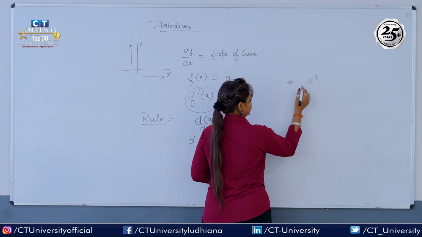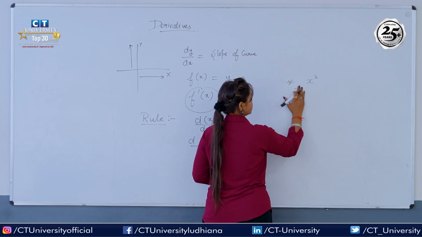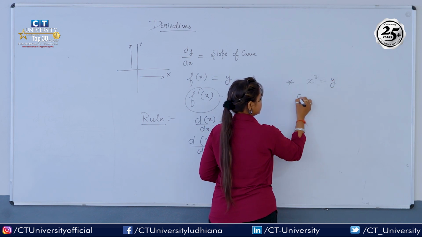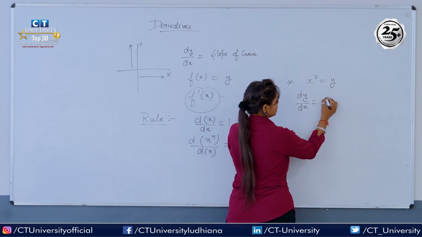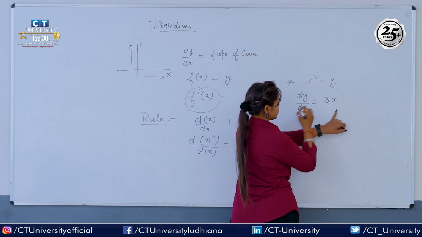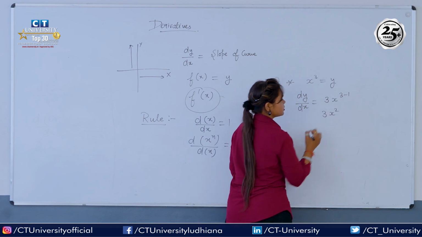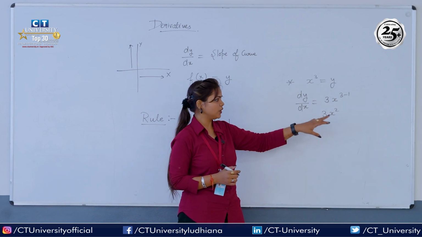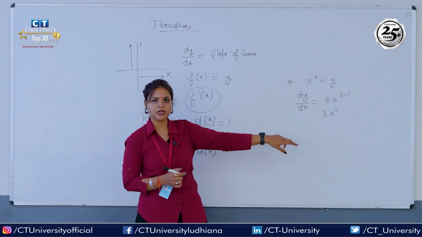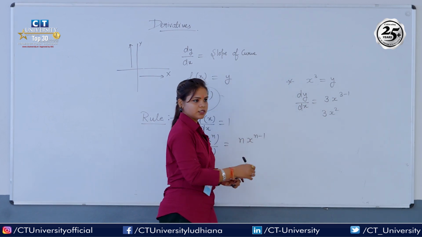x raised to power 3, the derivative of x cube, that is equal to y. The derivative of y with respect to x is equal to 3 x, with 3 minus 1 as the power, so 3x square. If x cube is given to you, which is equal to y, then the derivative of y with respect to x is 3 x to the power 3 minus 1, which is 3x square.